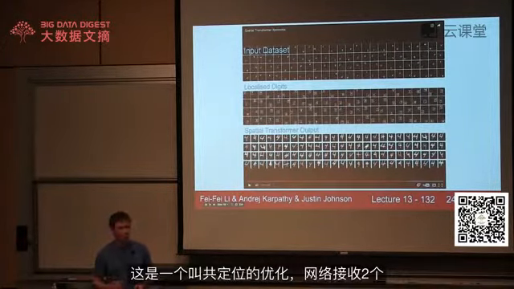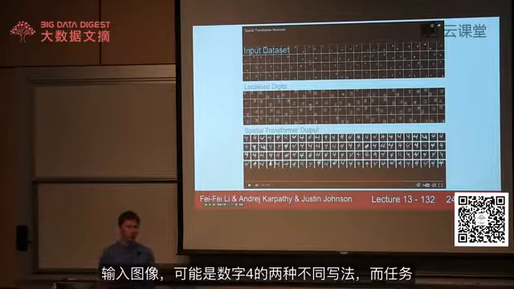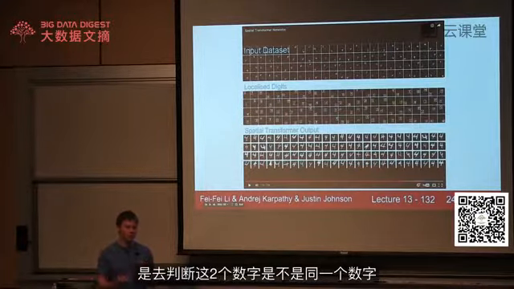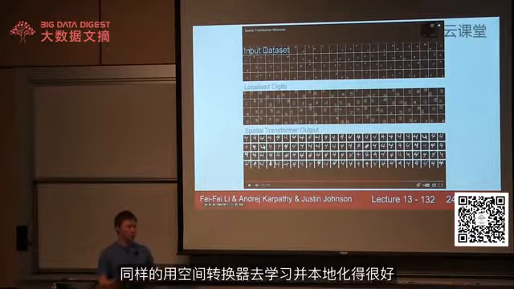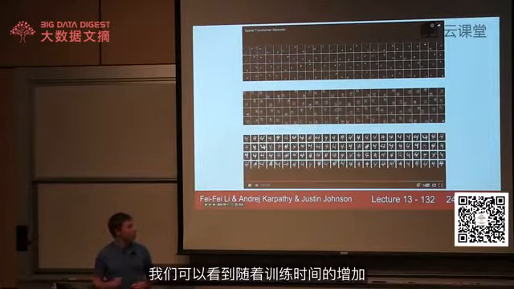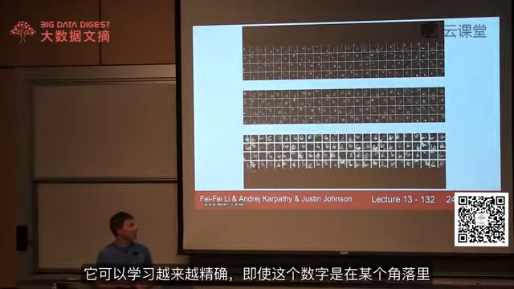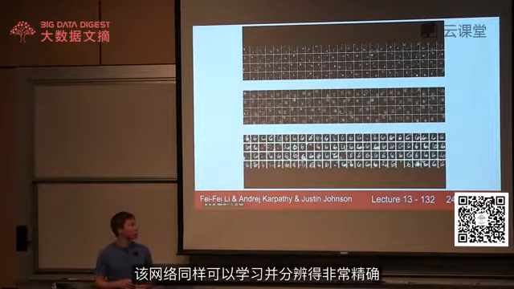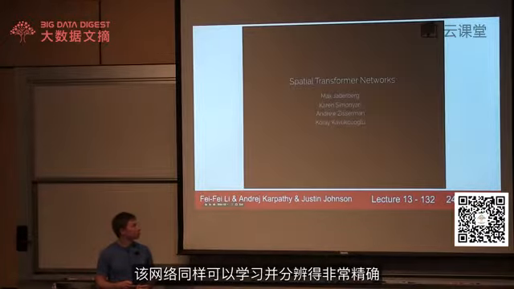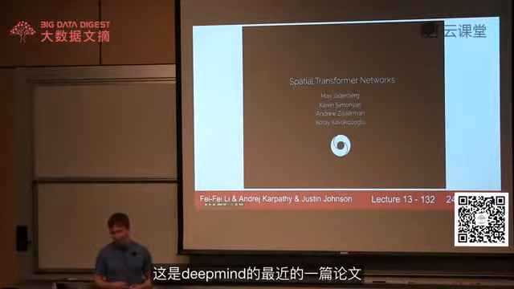This is a task called co-localization. The idea is that the network is going to receive 2 images as input that are maybe 2 different images of 4s, and the task is to say whether or not those images are the same or different. Using spatial transformers, it also ends up learning to localize those things. You can see that over the course of training, it learns to localize these things very, very precisely. Even when we add clutter to the image, these networks still learn to localize very, very precisely. So that's a recent paper from DeepMind that is pretty cool.